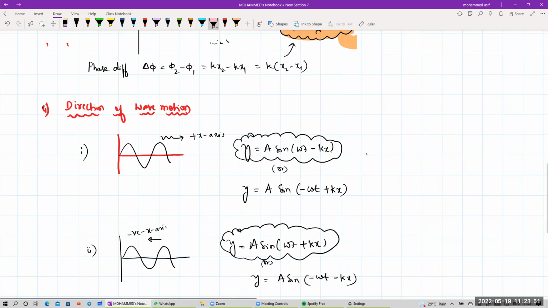Any doubt? No, sir. Check once more. When moving in the positive x-axis, how do we write the equation? y is equal to a into sine omega t minus kx, and if I'm moving in the negative x-axis, y is equal to a into sine omega t plus k into x. Clear? Yes, sir.